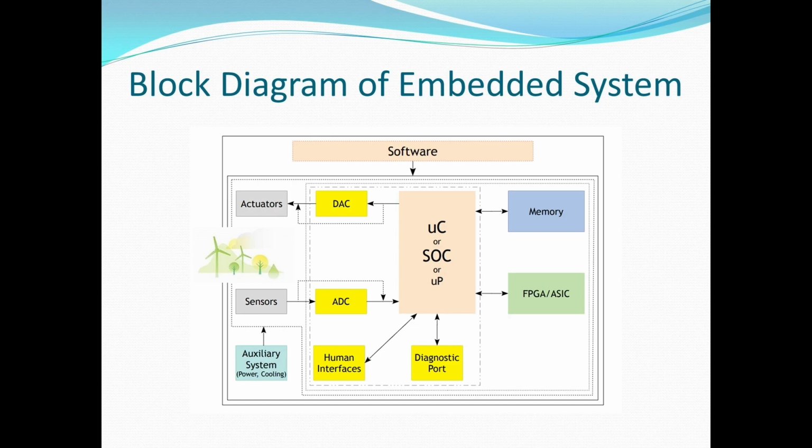And there are human interfaces. Human interfaces can be a touch screen or a matrix button keypad. There is a diagnostic port which will monitor the health of the embedded system. There is a memory for storing the data as well as for the purpose of RAM. And there is the auxiliary system, which is for supplying the power and the cooling of the CPU. And an embedded system requires software so that it will do the specific task.